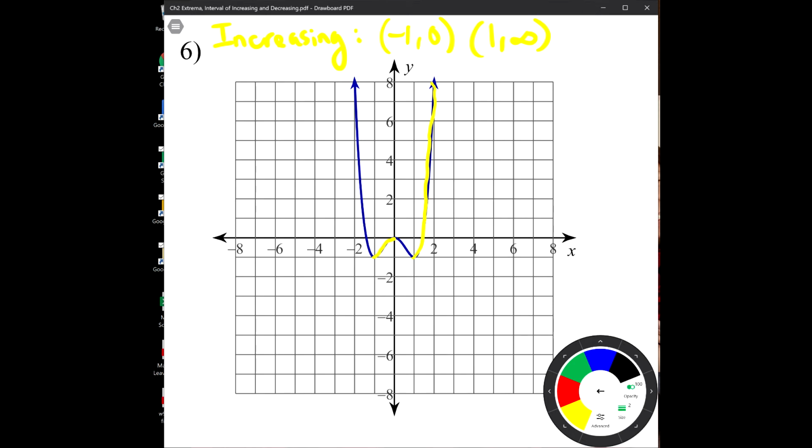Now I will look for decreasing intervals. This one right here. So my decreasing interval will be -infinity to -1, and from 0 to 1.